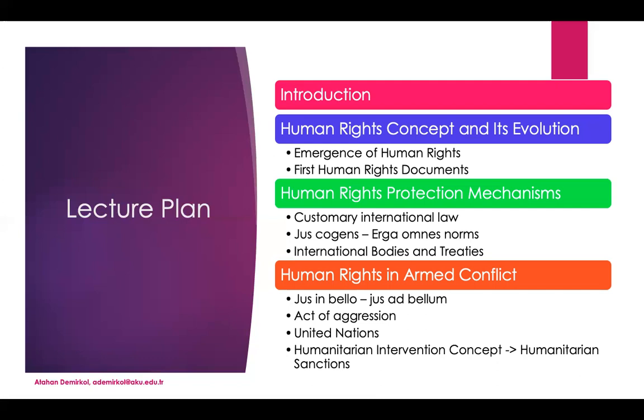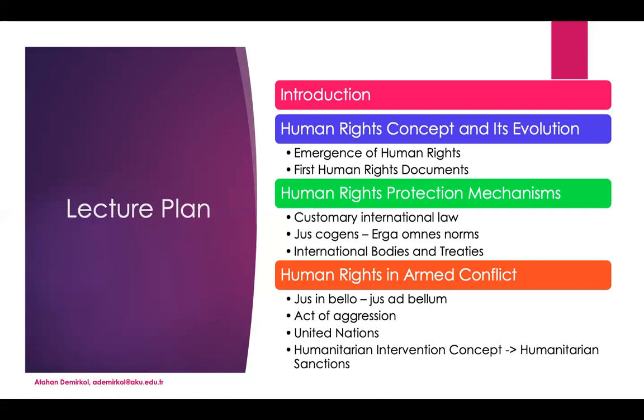After those introductory parts, we will go through the human rights in armed conflict section. In that section, we will talk about jus in bello and jus ad bellum concepts, which are the rules for going to war, just war, and the rules during a war. And we will talk about what an act of aggression is. We will try to define the act of aggression through international documents and through our own definitions.